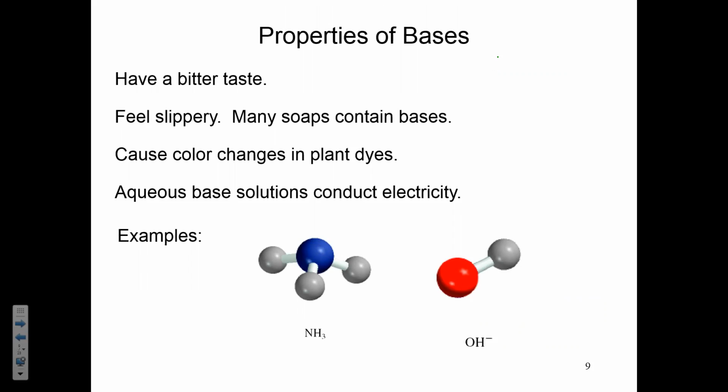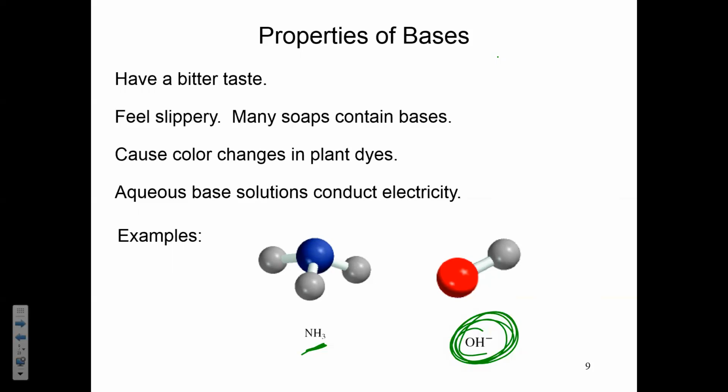Bases can also cause color change in plant dyes because the pH is different. And with our aqueous base solutions, we'll also be able to conduct electricity. Bases are willing to dissociate, just as acids are willing to dissociate, and some of our most common types of bases would be our OHs. So anytime you see OH, you should think base, although some of our bases look different, and it would be left up to me to tell you which one was an acid or a base if you're not familiar with recognizing them.